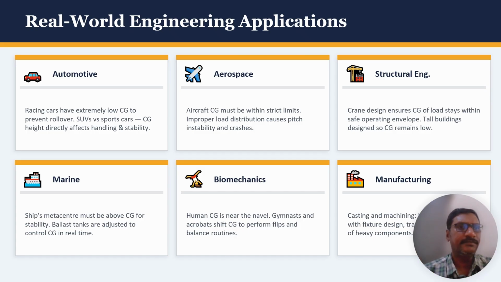So let me take you through 6 important domains. So the 6 important domains are automotive engineering, aerospace, structural engineering, marine, biomechanics, and manufacturing. Let us consider the first application.